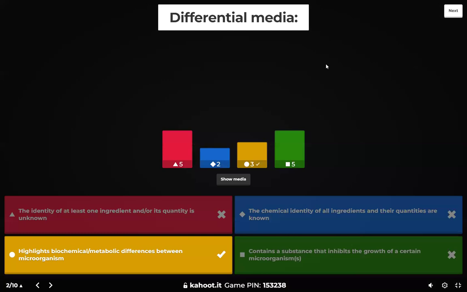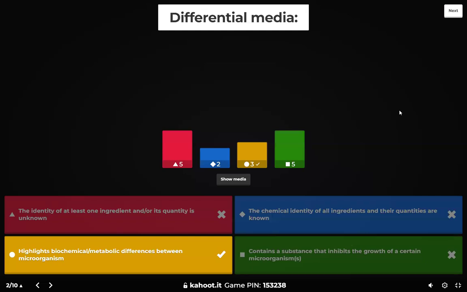All righty, so differential media highlights metabolic and biochemical differences. Those should be the same thing, honestly. The biochemical processes that go on in your body, that's your metabolism. So, differences between organisms in the media, when you're looking at that, are usually defined by color change. But what does that color change represent? Metabolic and biochemical differences. That's what the color changes represent.